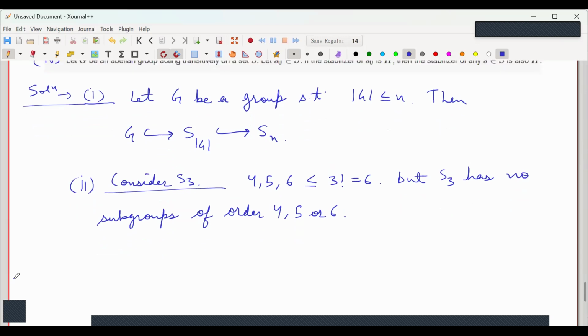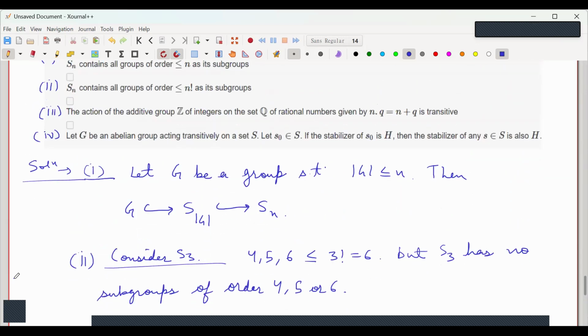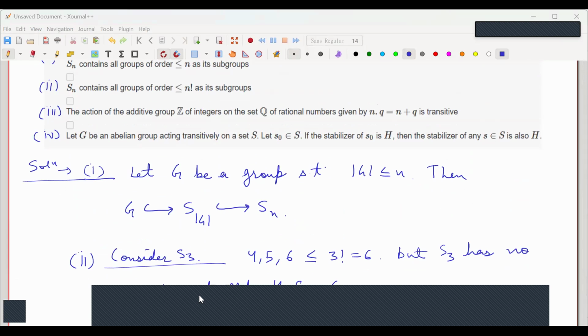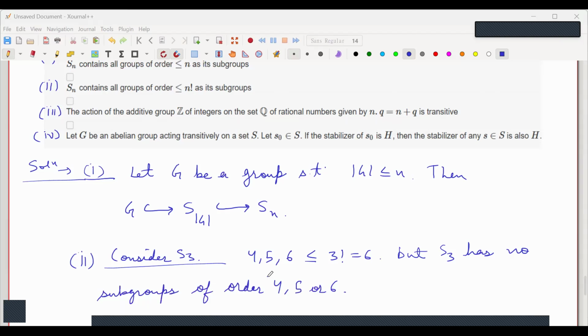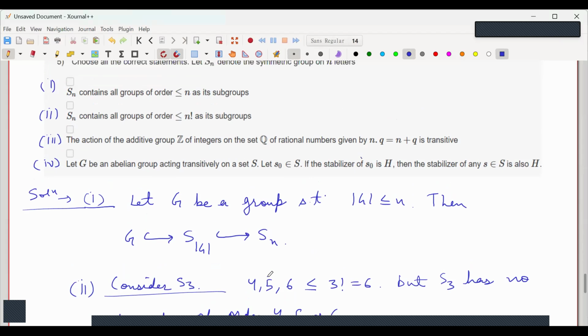Very good. So what do you want to say about the third part? The action of the additive group Z on the rational numbers given by n dot q equals n plus q. This is transitive. Is it true? This is not true. Why? Transitive means it has one orbit.